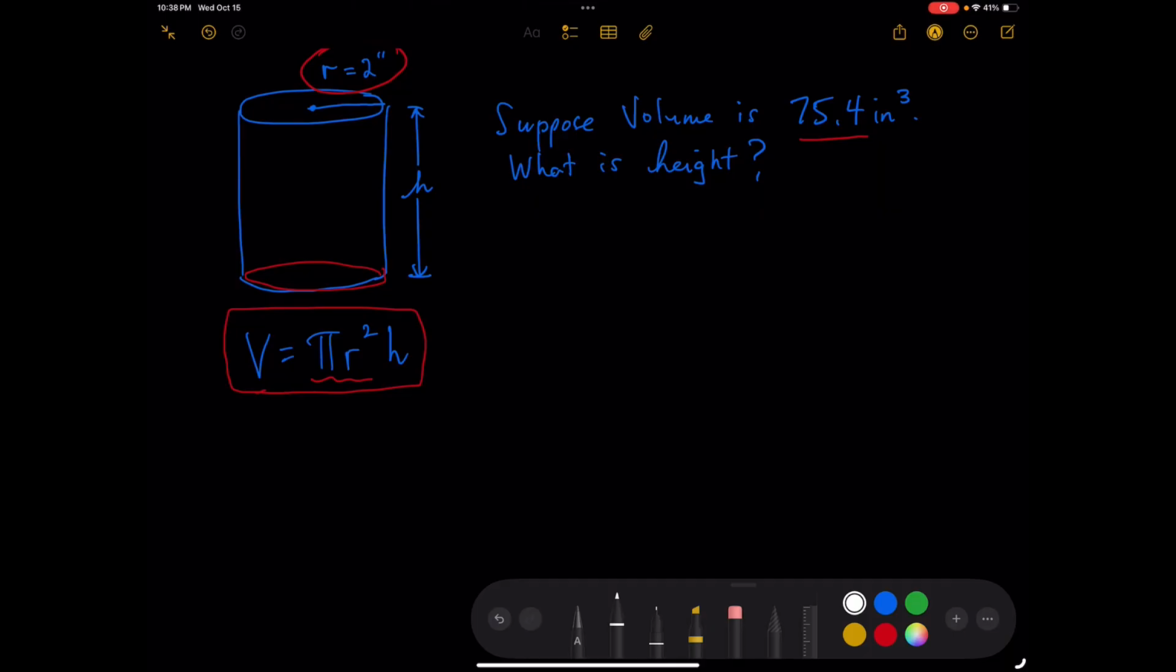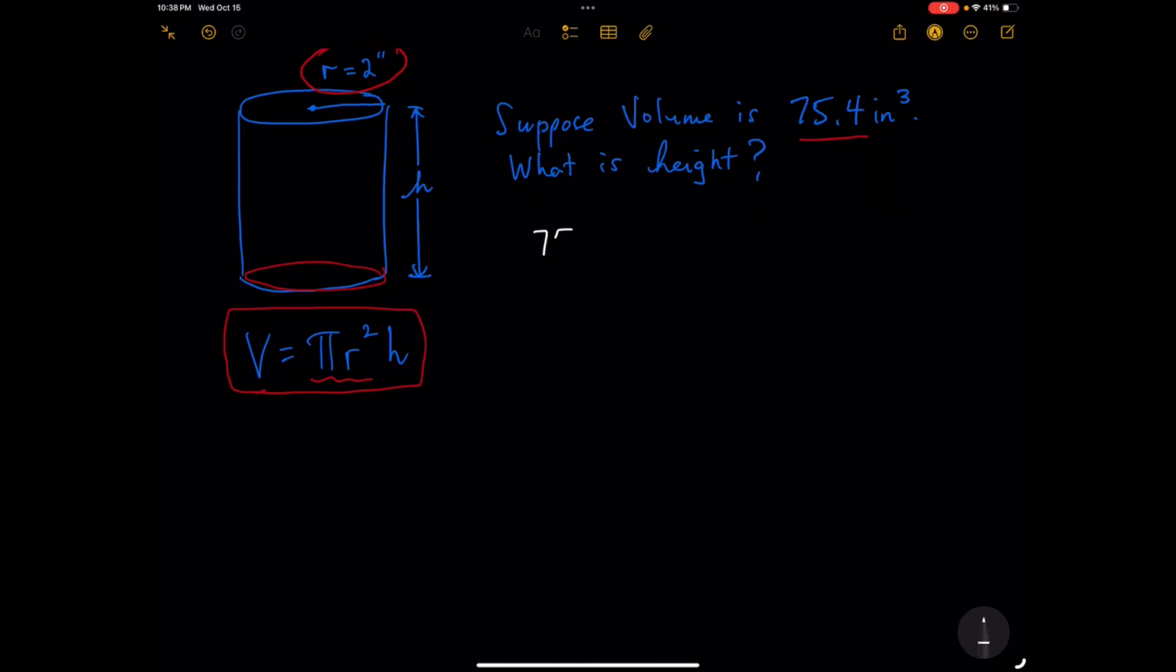So we can substitute into our formula. So let's go 75.4 equals pi times r squared times h. So this is an equation, and it has a variable in it. You see the variable is h, and it's an equation because I've got an equal sign. So just working out a couple things here, we can say 2 squared is 4, so that's 4 pi times h. And once again, similar to our other bits, we have 4 times pi times h.